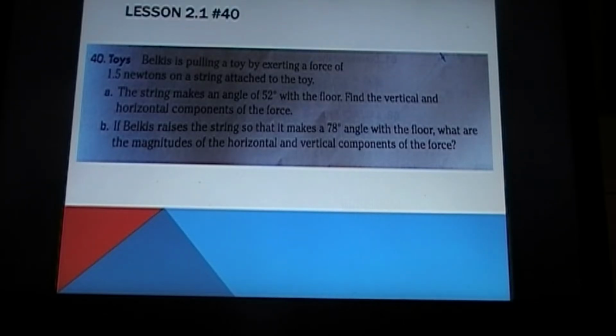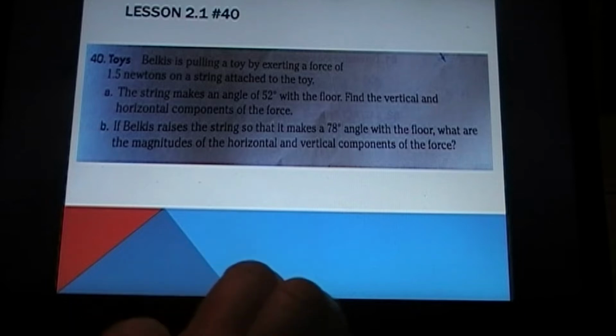Now we'll talk about Belky pulling a toy by exerting a force of 1.5 newtons on a string attached to the toy. The string makes an angle of 52 degrees with the floor. Find the vertical and horizontal components of the force. If Belky raises the string so that it makes a 78-degree angle with the floor, what are the magnitudes of the horizontal and vertical components? I don't know. Let's find out with a video explanation.